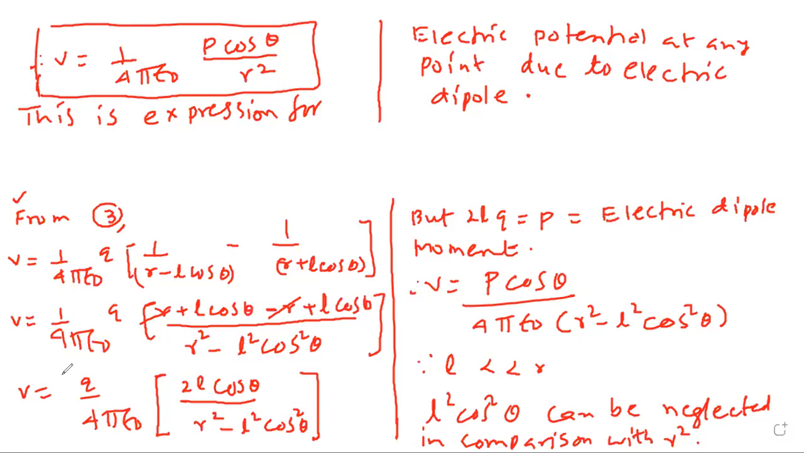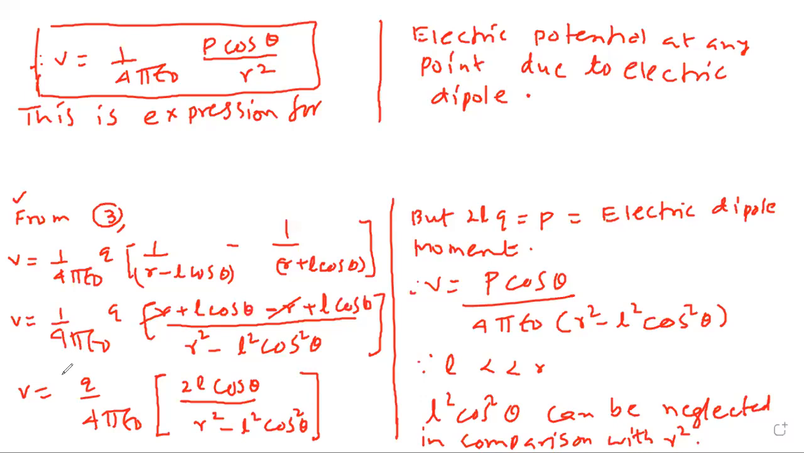So could you explain from the 'but' step? I did not understand from that step, 'but 2LQ is P'. Who is speaking, child? Sajasmita. You are not present for all the lectures, then how will you understand? Were you present when I told what is an electric dipole? No. That's why you have not understood.